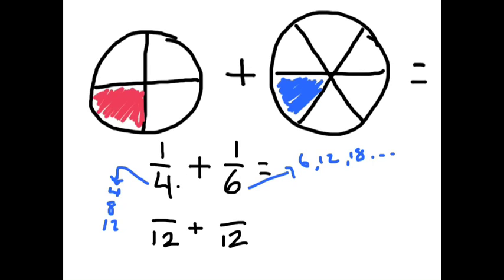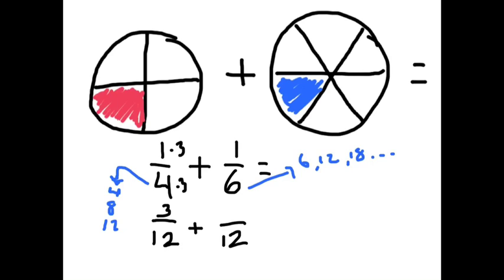Well, how do we change a 4 into a 12? When we multiplied it, we skip counted 3 times. And if we do it to the denominator, we have to do it to the top to be fair. So 1/4 is the same as 3/12.